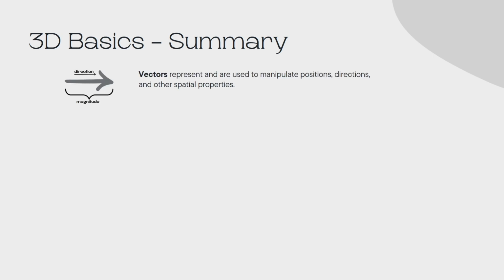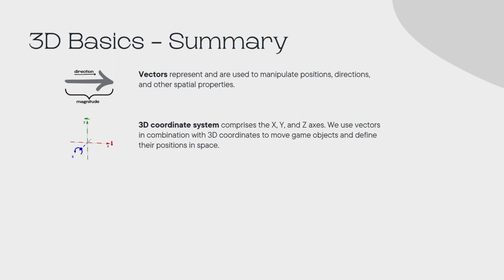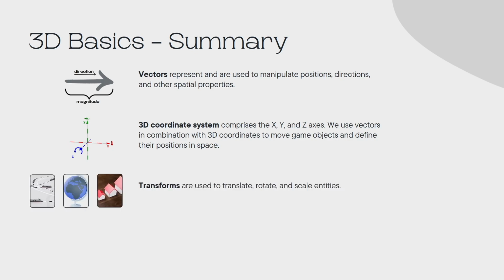Vectors represent and are used to manipulate positions, directions, and other spatial properties. The 3D coordinate system comprises X, Y, and Z as axes. We use vectors in combination with 3D coordinates to move game objects and define their positions in space. Transforms are used to translate, rotate, and scale entities. Cameras define the player's viewpoint.